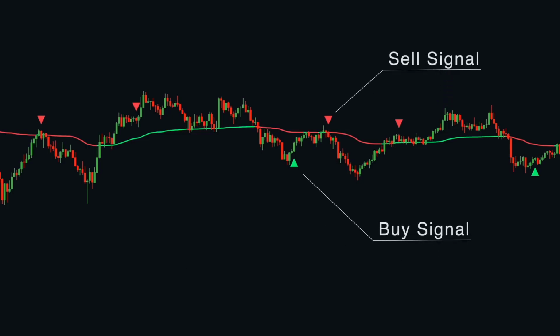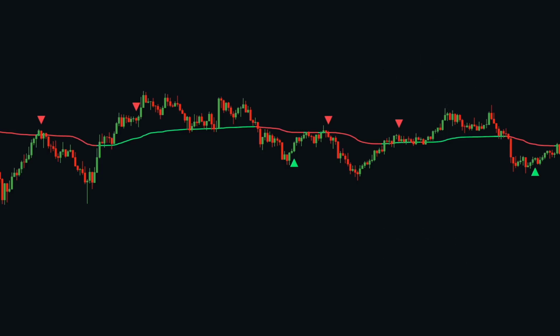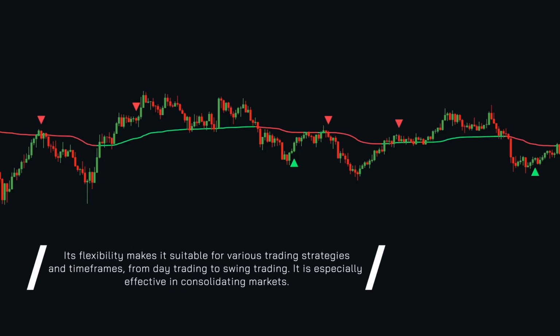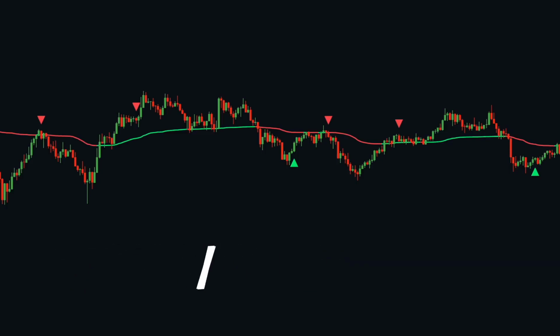The AMA signals indicator is particularly useful because of its adaptability to changing market conditions. Unlike static moving averages, it dynamically adjusts, providing more relevant signals that can help you capture trends earlier or identify reversals with greater accuracy. Its flexibility makes it suitable for various trading strategies and timeframes, from day trading to swing trading. It is especially effective in consolidating markets.